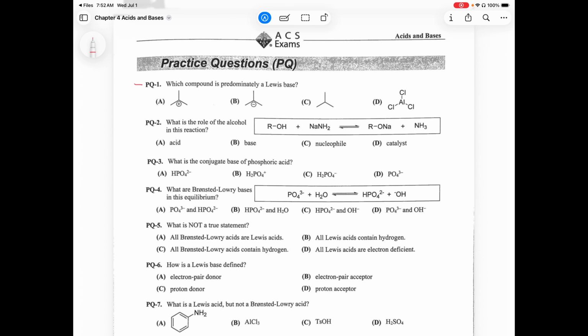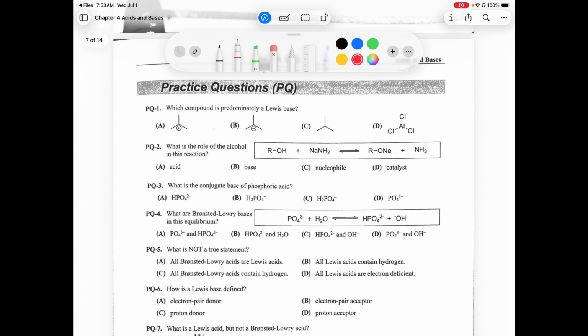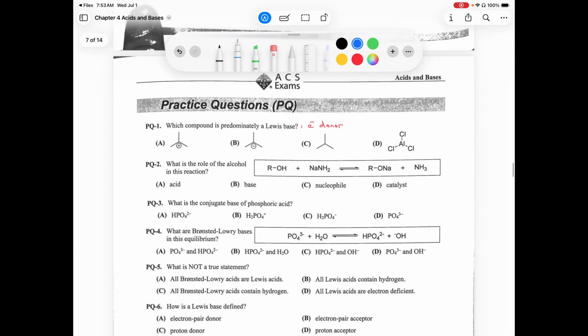Which compound is predominantly a Lewis base? Okay, so the first thing you're going to need to know here is the definition of a Lewis base and, of course, a Lewis acid as well. Now a Lewis base, the quickest definition I can think of is an electron donor. And the way you can remember it is a Lewis acid is an electron acceptor. A mnemonic that my students will use sometimes is they'll say acid, acceptor, so A and A, two vowels, same letter, and then a base and a donor, so two consonants, if that helps.